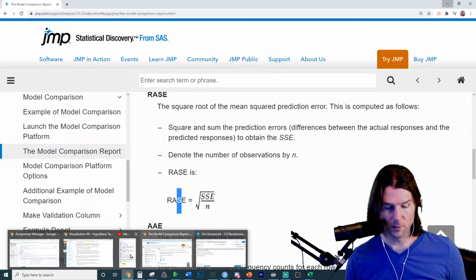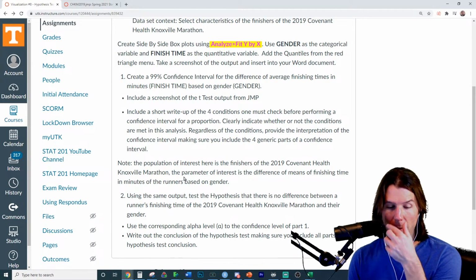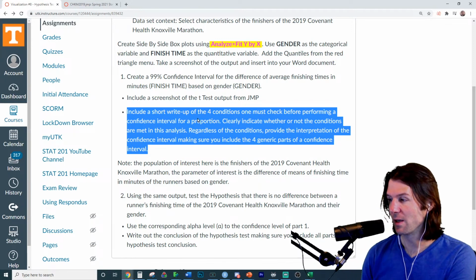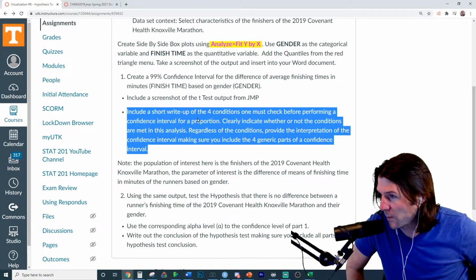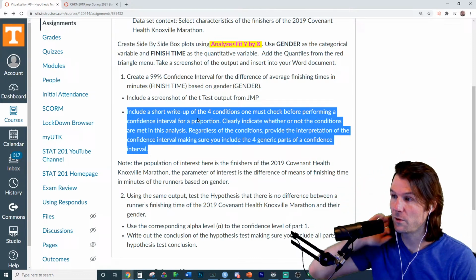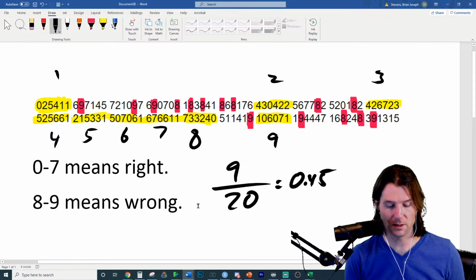So let's talk about this interpretation right here. We need to make sure the conditions are met. I just want to talk briefly about the conditions, because this is a new part for us. So Sarah, if you're here, feel free to ask questions. When we make confidence intervals or do tests, this is a big thing to know.